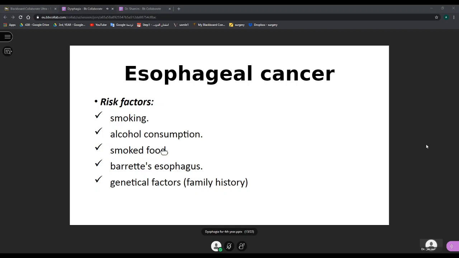consumption of smoked food, particularly fish, because in the skin of fish we get a substance known as nitrates. And when you cook this food, like grilling, putting the skin of fish under the direct effect of flames, then this nitrate will be converted into nitrosamine compounds.